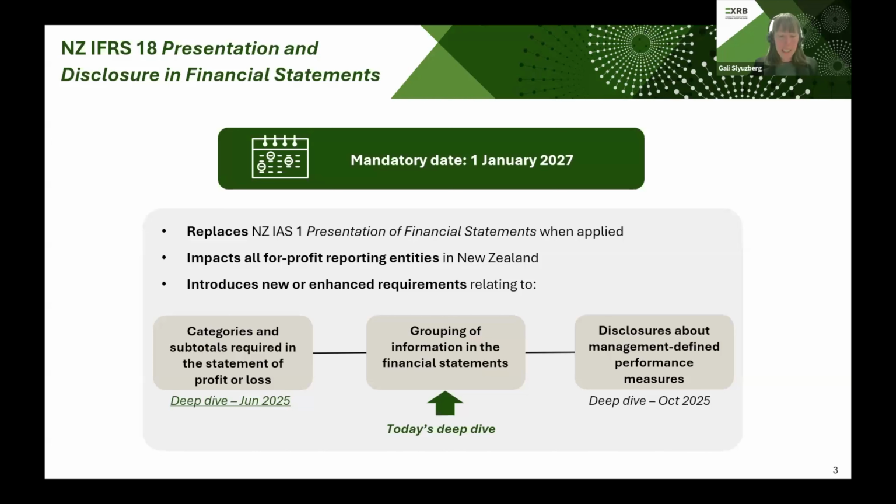NZ IFRS 18 introduces 3 sets of new requirements, which are shown in the dark gray boxes on this slide. In today's deep dive, we will cover the enhanced requirements on the grouping of information in financial statements. On our website, you can find the slides and recordings for our June deep dive on the new categories and subtotals in the statement of profit or loss. And you can also find on our website the event page for the upcoming deep dive in October on management performance measures.